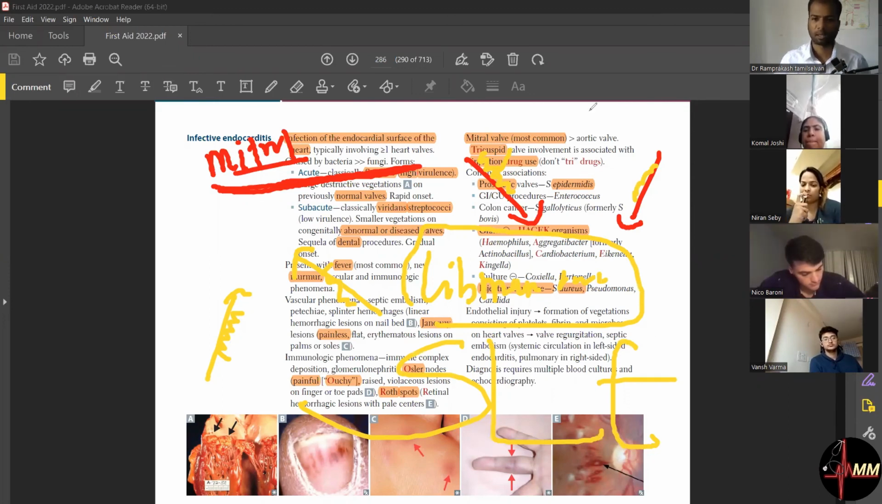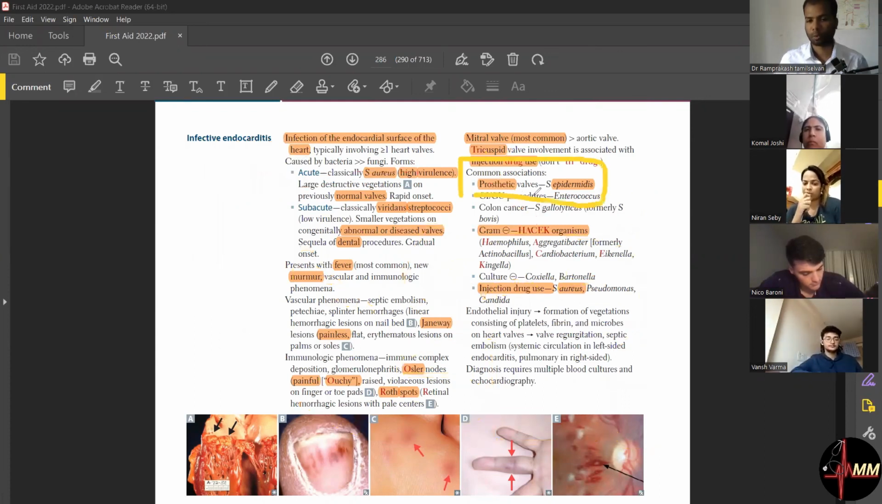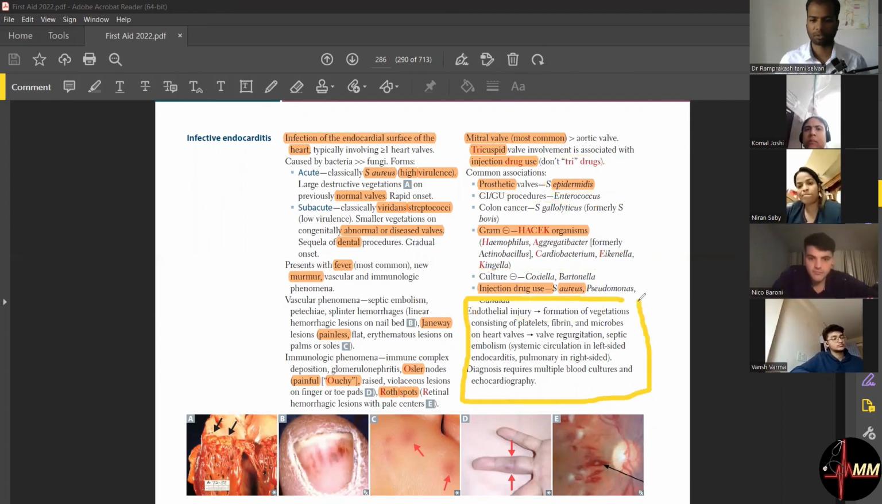And about prosthetic valves: if there are prosthetic valves, the most common organism is going to be Staph epidermidis. If it's a drug abuse case, an injection drug use case, it's going to be Staph aureus. And that's it. Clear. Actually, I've explained this point. Now I think you should be very clear.